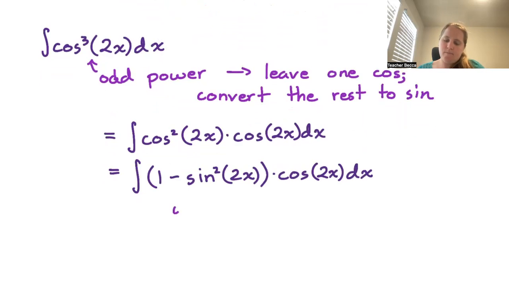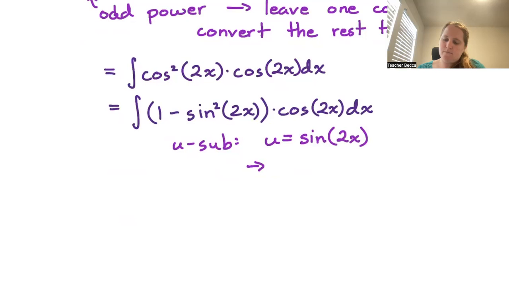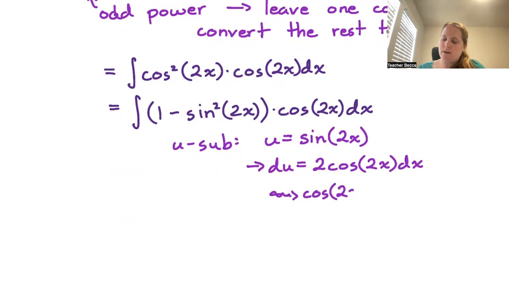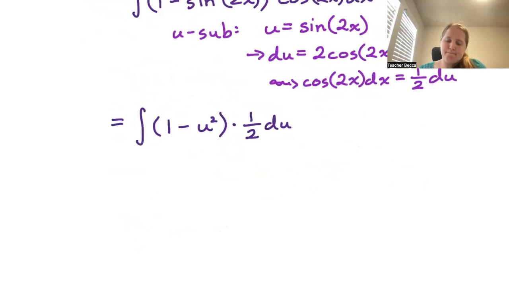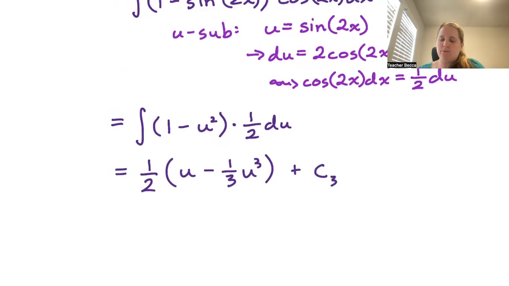We will do u sub, setting u equal to sine of 2x. Then our du would be 2 cosine of 2x dx. Or in other words, that cosine of 2x dx we have on the end is equal to 1/2 du. So this becomes the integral of 1 minus u squared times 1/2 du. This becomes 1/2 times, in parentheses, u minus 1/3 u cubed. Then we have our plus c3.